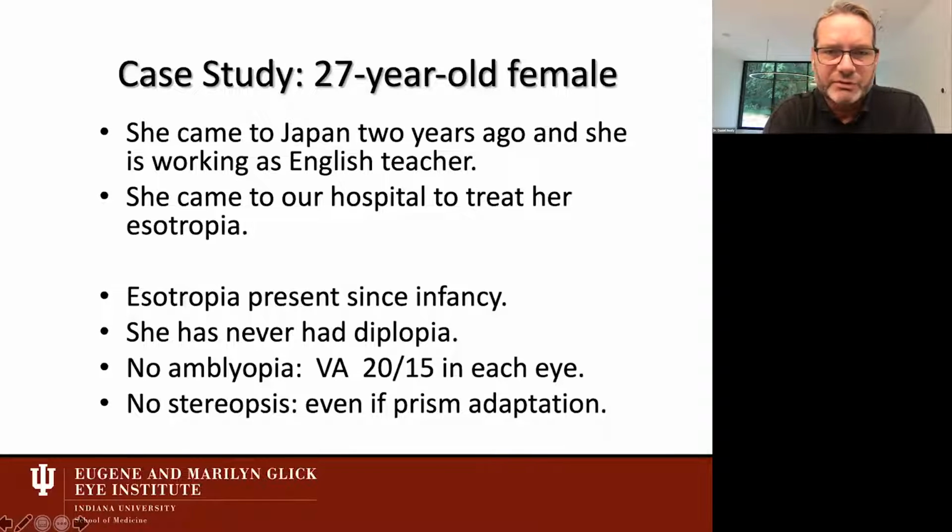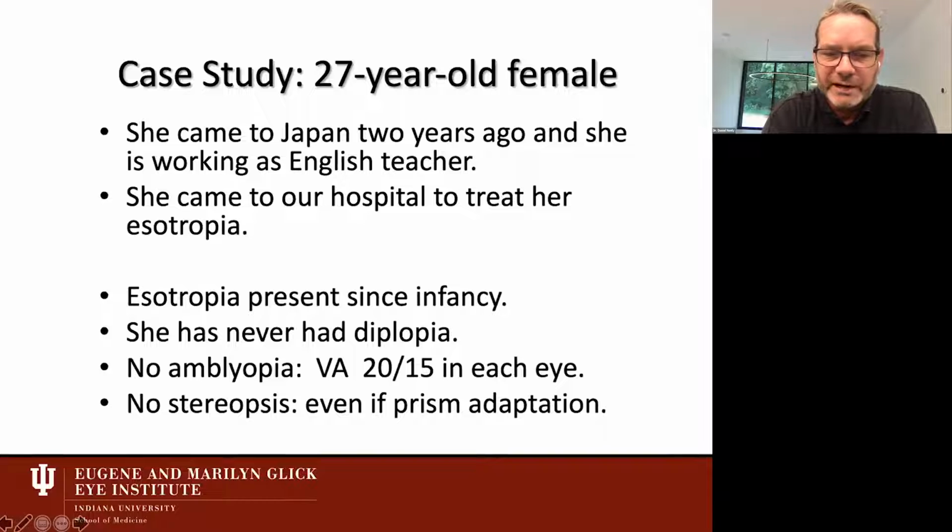So this is a 27-year-old female, and she relocated to Japan 2 years ago, is working there as a teacher, presented with desiring treatment for her esotropia, which apparently had been present since infancy. No history of diplopia or double vision ever. And she has normal vision in both eyes, as most people with congenital esotropia will. So 20/15 in each eye.